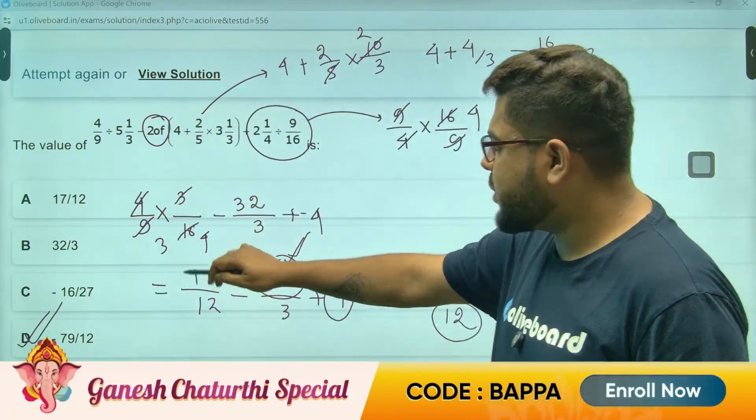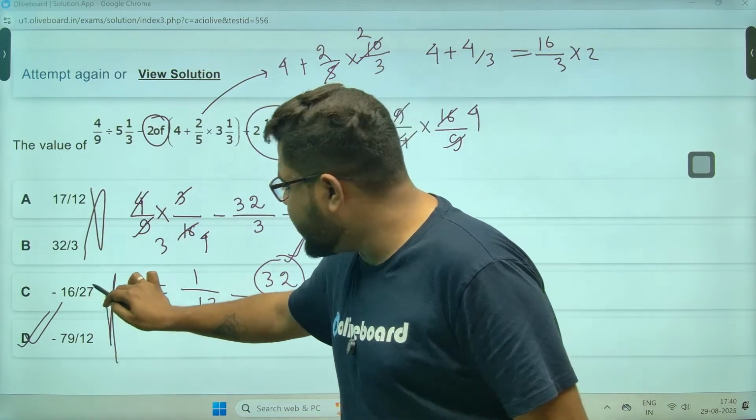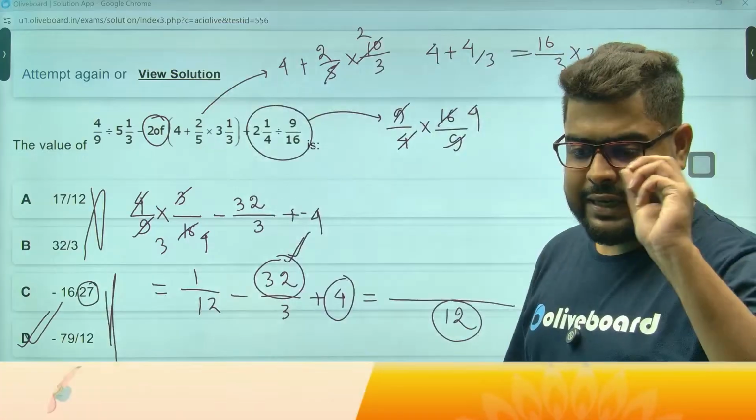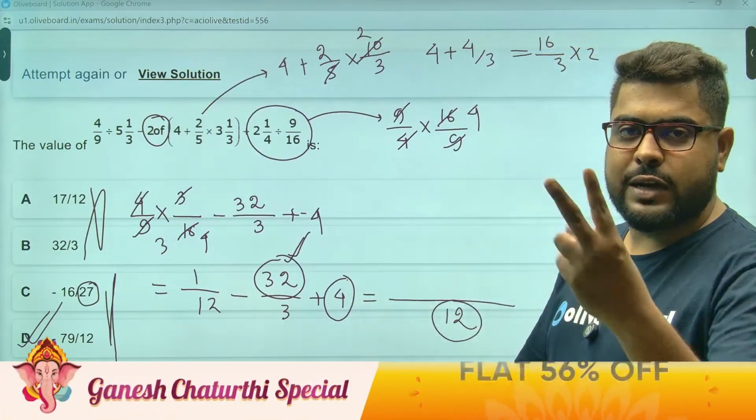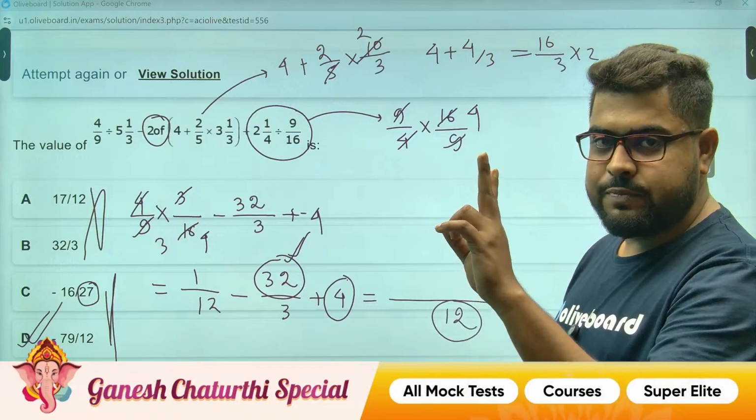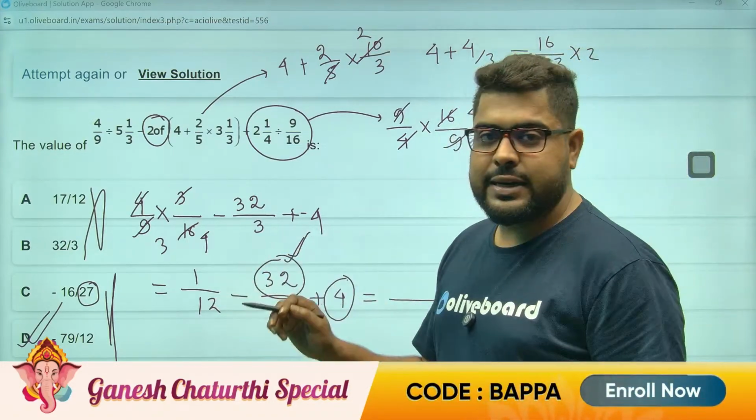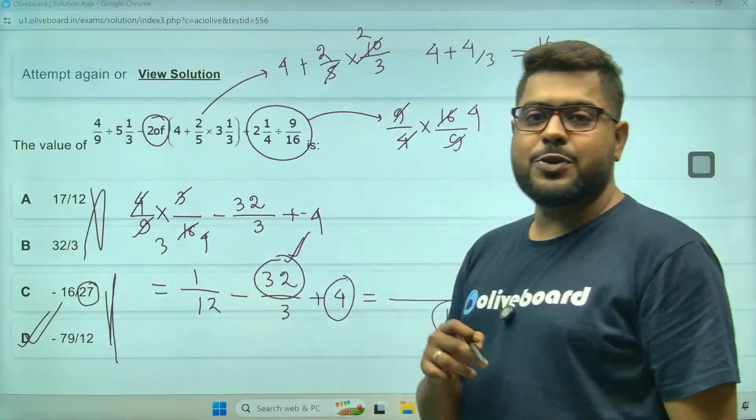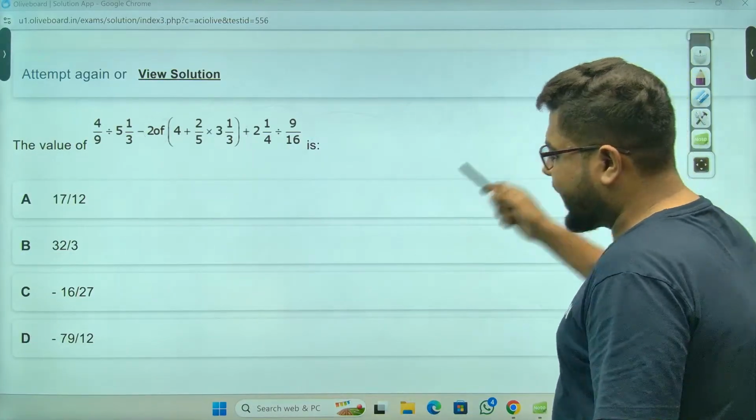There is no other, because positive these two cannot happen. So these two, but 27 means I need 3 threes. 3 cube is 27. But in the denominator, I don't have 3 threes. I only have 2 threes. 12 has 2 threes. Sorry, 12 has 1 three. Extremely sorry. So there is no point finding those other 2 threes. So the only possible answer here can be D, sir.